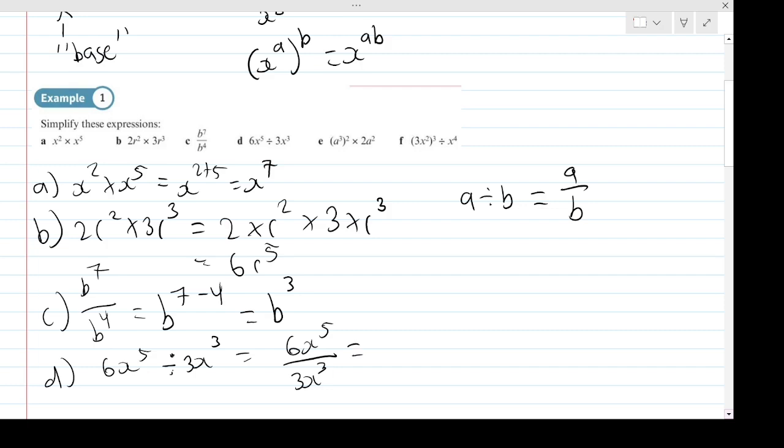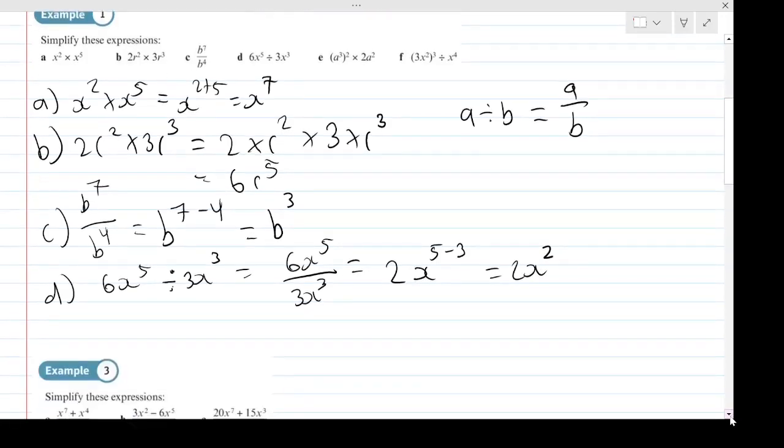Because firstly, like we did in part B, let's deal with the physical numbers 6 and 3 first. So we first say 6 divided by 3, which is going to be 2. Then we can do x to the 5 divided by x cubed. That's going to be x to the 5 minus 3. Remember, you subtract because we're dividing. So 5 minus 3 is 2, giving 2x to the 2, or 2x squared. Okay.